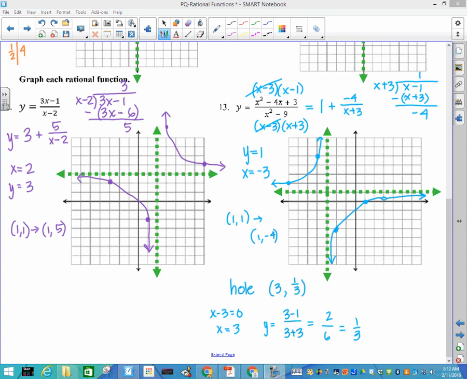So that sums up the review practice quiz for rational functions. I hope that simplified the process for you. If you have any questions, please come see me or email me.